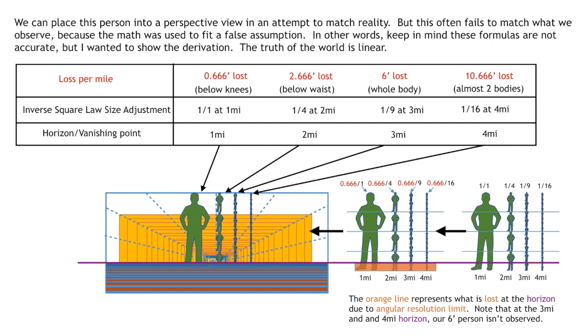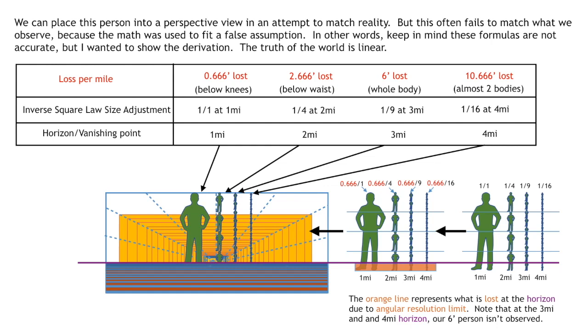So again, the loss per mile: 0.666 lost below the knees, then 2.6 lost below the waist, then about 6 foot loss, which is the whole body, and then about 10.6 loss, which is almost 2 bodies. And our inverse square law adjustment here: you're going to be at 1 to 1 at 1 mile, 1 over 4 at 2 miles, 1 over 3 squared at 3 miles, and 1 over 4 squared, 1 over 16, at 4 miles, and so forth.